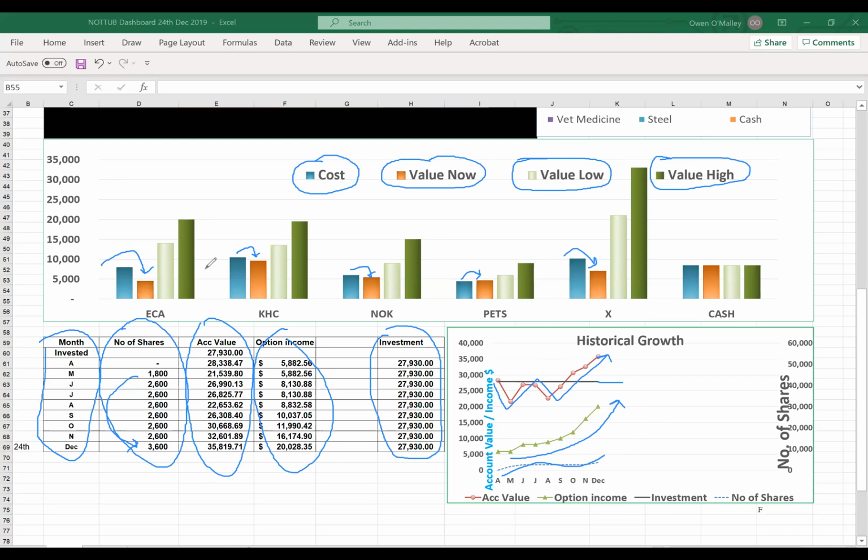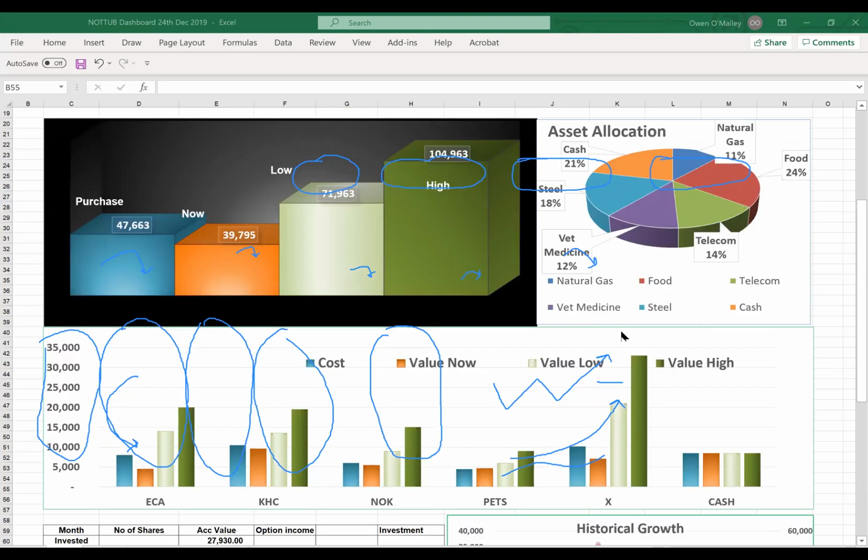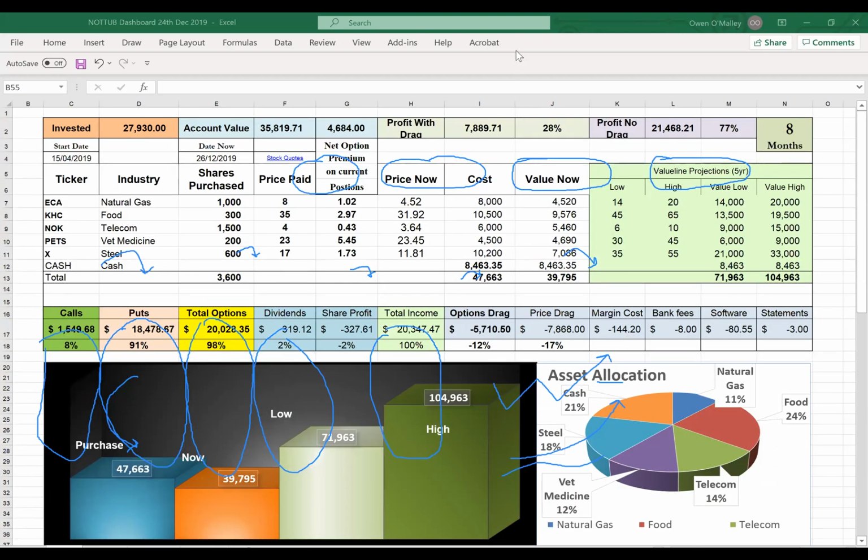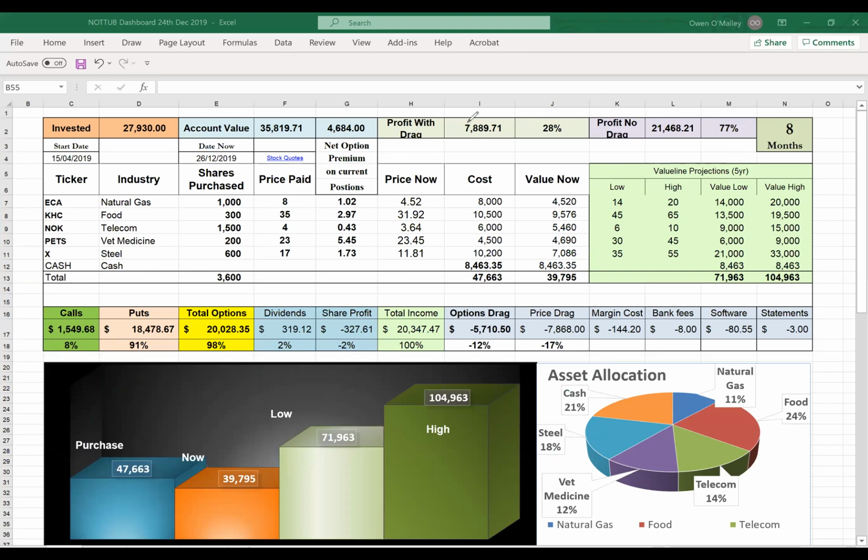So the fascinating thing about this account, the fact that 4 out of 5 positions have dropped in value, because of all the income generated, the account is actually sitting on a nice healthy profit. If we just clear away the drawings, we can see that it's still sitting on a nice healthy profit of 7,889, which is 28% up in 8 months, which is a good return. Which means if all positions were closed right now, the account value is up 20%.